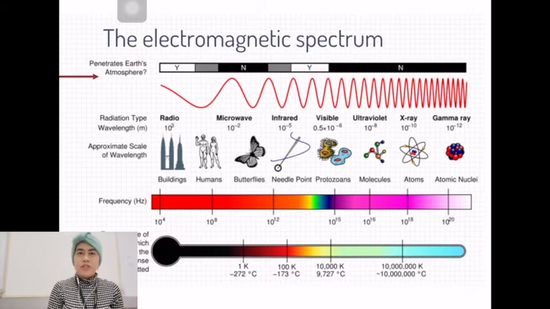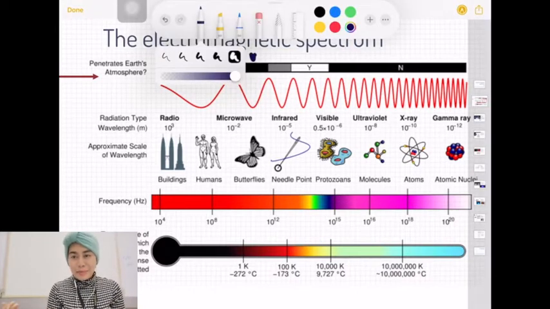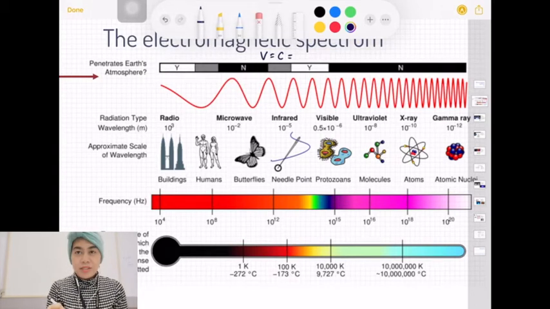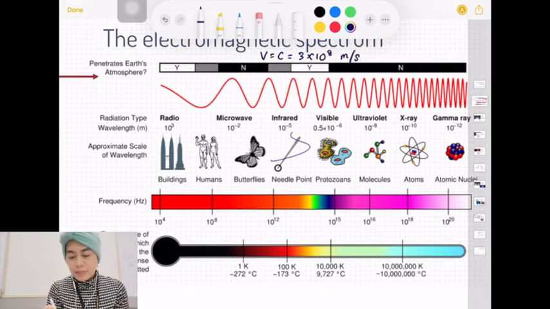One piece of information that you need to remember about the electromagnetic spectrum is that all of the waves travel at the same speed, which is the speed of light. Their speed is c, the speed of light, and the value is 3 times 10 to the power of 8 meters per second.